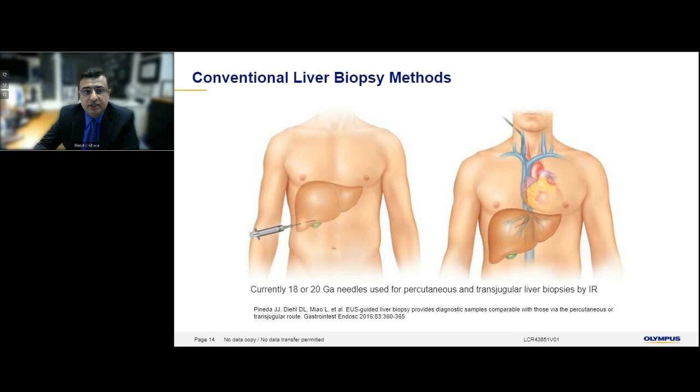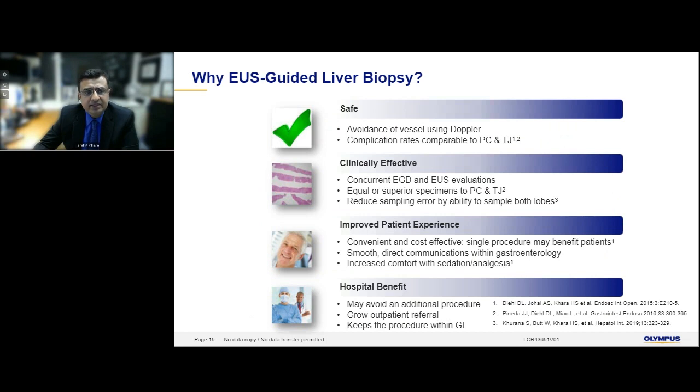However, we are able to offer another option, which is the EUS-LB. And the why behind the EUS-LB, first of all, it's safe. It avoids vessels using live Doppler. The data behind it I'll go over, but it has comparable outcome and complication rates as percutaneous or transjugular access. If a patient needs a concurrent EGD or EUS, we're able to offer an equal or superior specimen compared to percutaneous or transjugular methods. And again, we have the option of offering bilobar sampling. So we do left and right lobe via EUS-LB, and that reduces the sampling error behind these modalities.